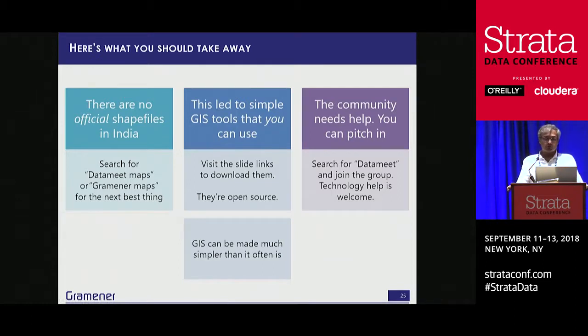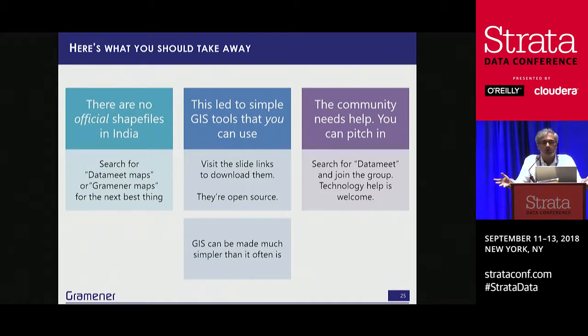Where are we right now overall? Fact is, there are no official shapefiles. None. These do, however, exist in an unofficial form. And the best way you can get any of these, at least for India, is search for DataMeet maps or Gramener maps, and that's your next best thing. But over the course of building this, there's a lot of process and a few tools that have been brought in. And the advantage that these tools have is the simplicity that they bring in for regions that do not have existing maps or scenarios where you cannot create a map.